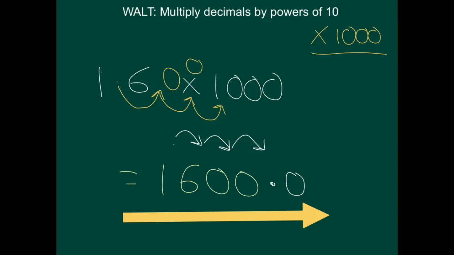So that's all I've got for you guys today. If you're dividing decimals by powers of 10, you're doing exactly the same thing, but you're just going to the left instead. So it's not so bad. Once you get the hang of it, it's actually really easy.